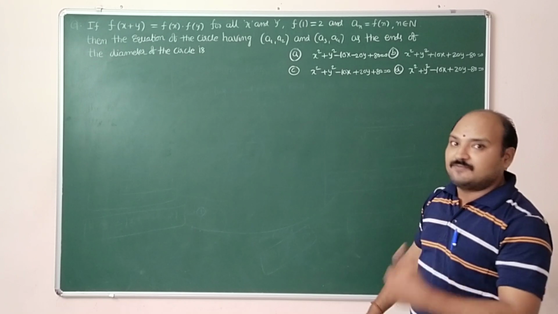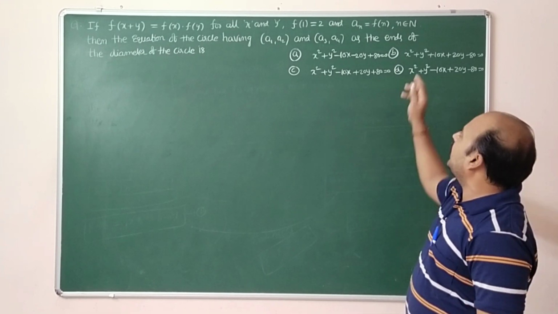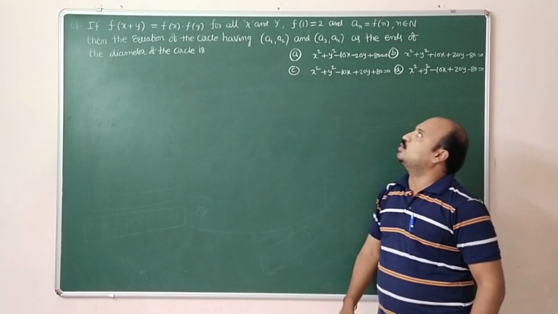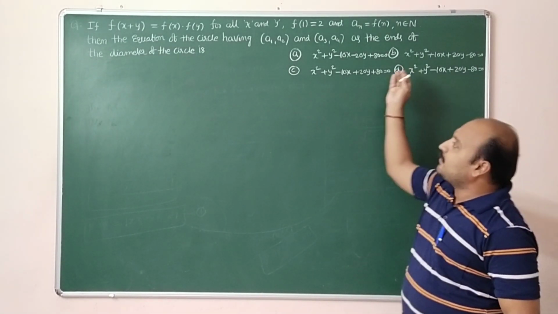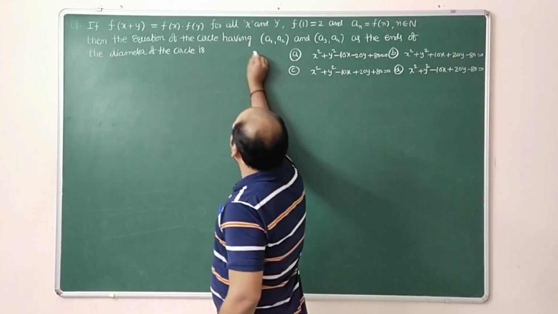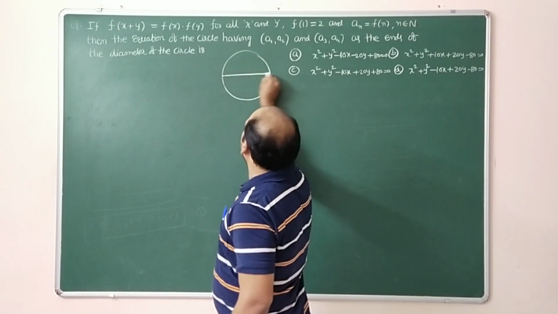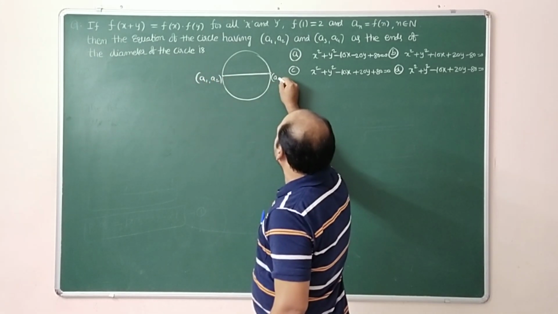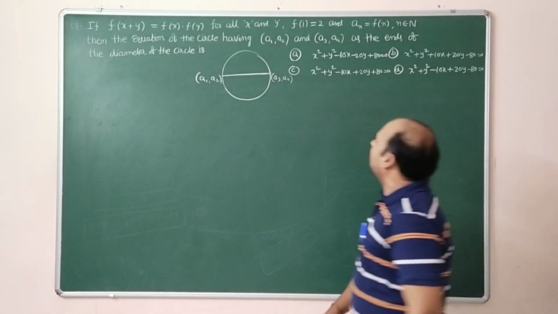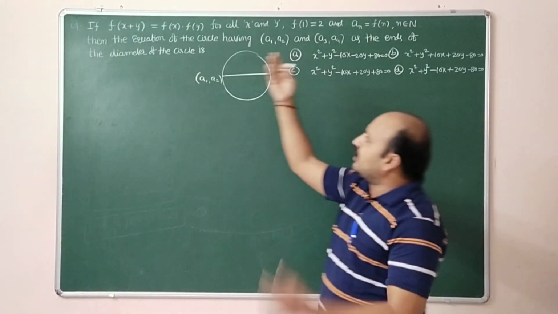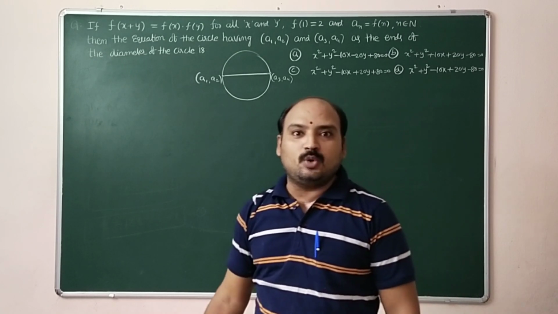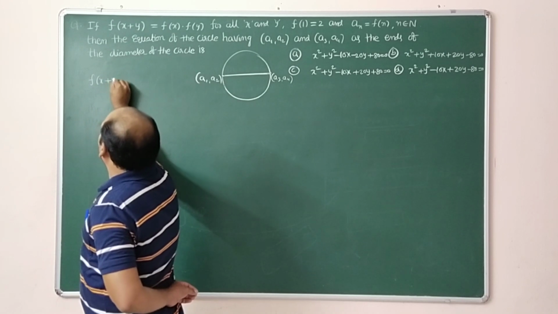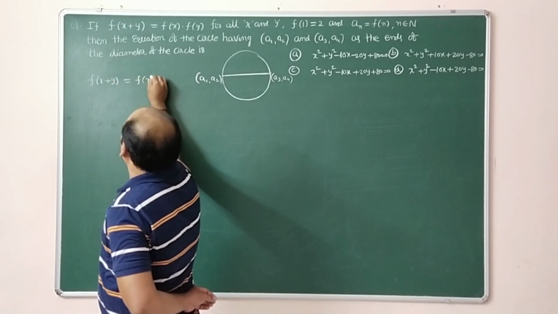And n is the suffix here, a_n equal to f of n for all n belongs to N. Then find the equation of the circle having (a1, a2) and (a3, a4) as end points of the diameter of the circle. That means the circle is like this. So we need to calculate a1, a2, a3, a4 values by using the given information f of x plus y equal to f of x into f of y.